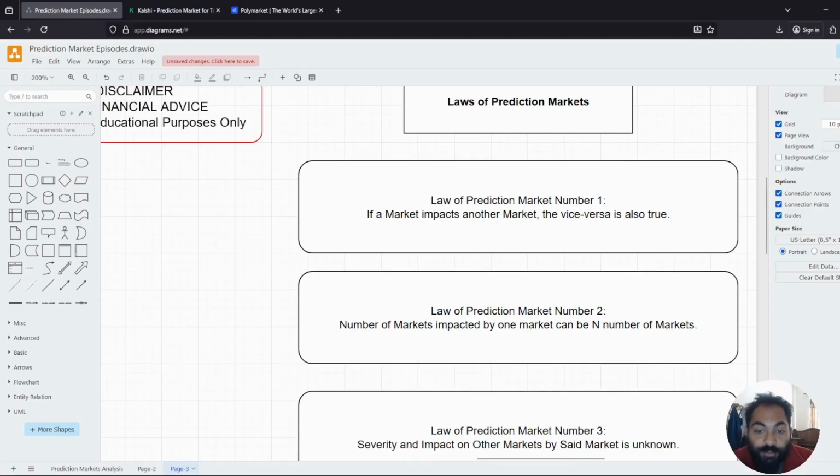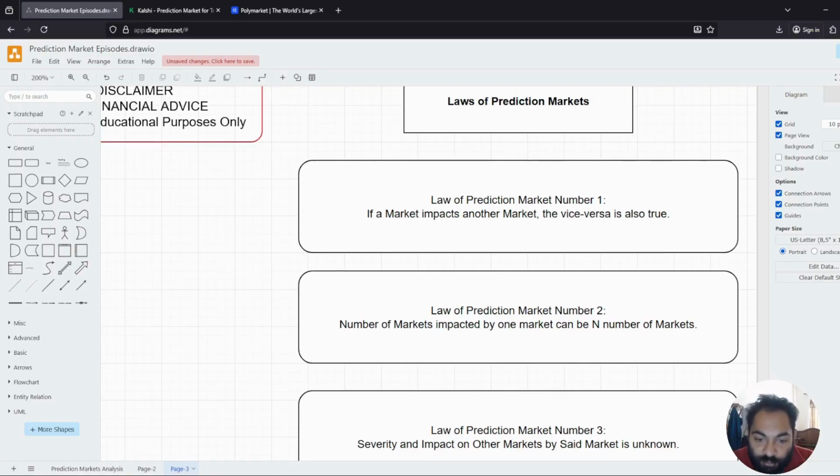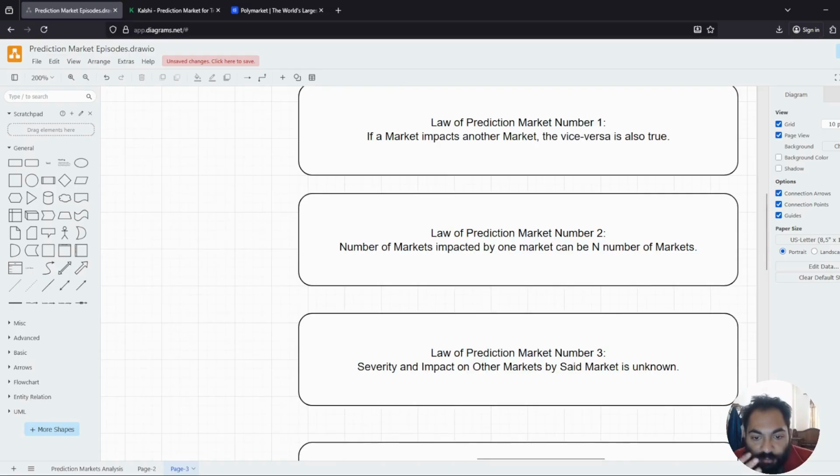Law of prediction market number 2: the number of markets impacted by one market can be n number of markets. Basically, there's no limit to how many markets you can have. There are no steadfast rules at any given time, because the economy is so tied up with so many macro and micro decisions. They're tied up with each other. No limit.